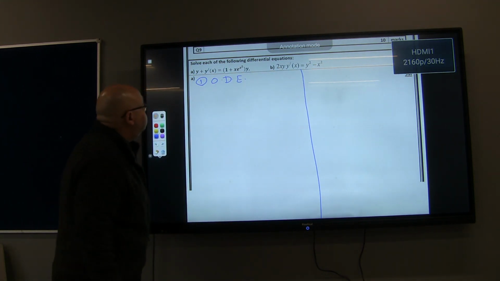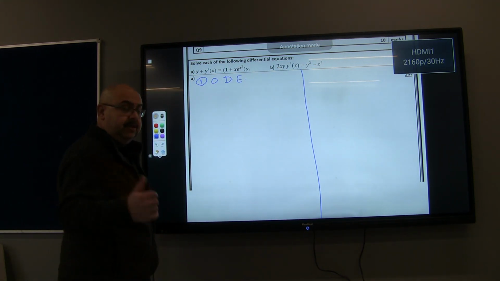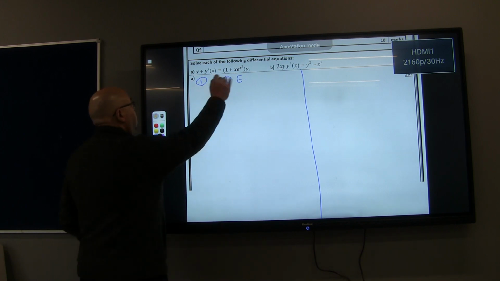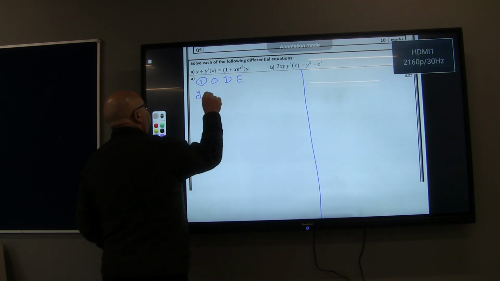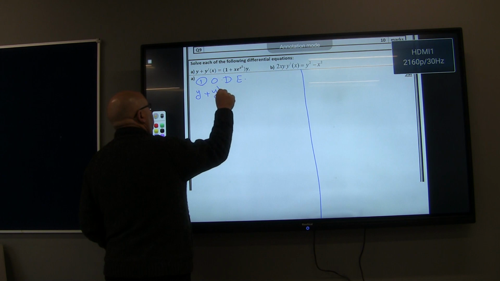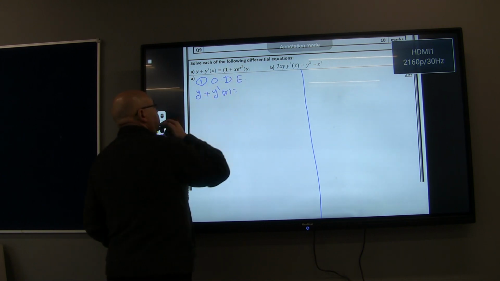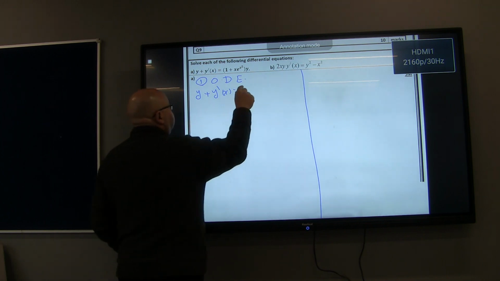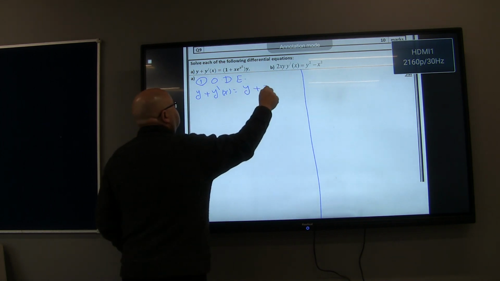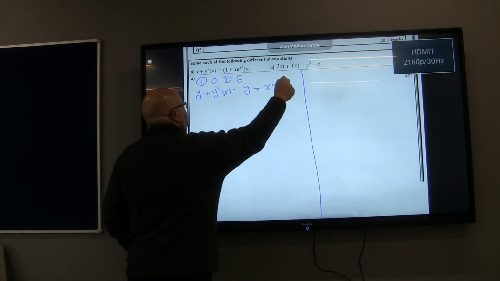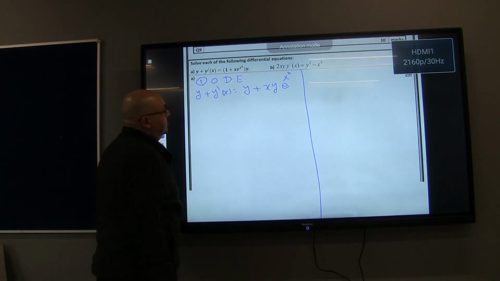This problem came to you in the previous test, but it's very simple. All you have to do is to get y plus y dash of x, which is going to equal, start expanding this bracket, so it's going to be y plus x times y times e to the power of x squared.